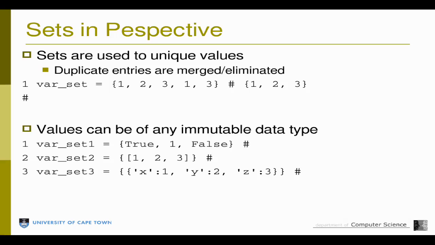Okay. To stress the fact that sets can only be composed of unique values, what we have in line number one here is that we are telling the Python interpreter we want to define a set that has 1, 2, 3, 1, 3. But if we feed this to the Python interpreter, what it will return is 1, 2, 3. It gets rid of the duplicate values. You can only have unique values in sets.